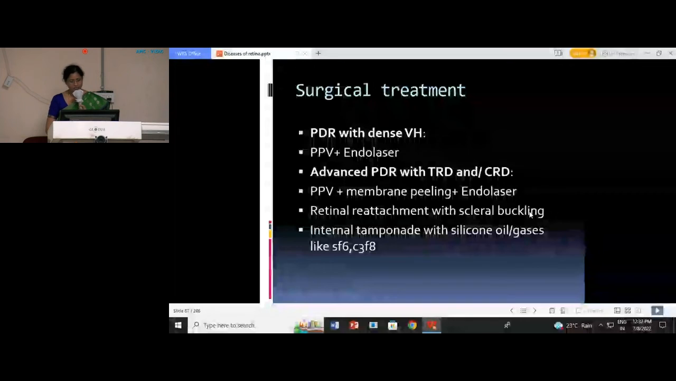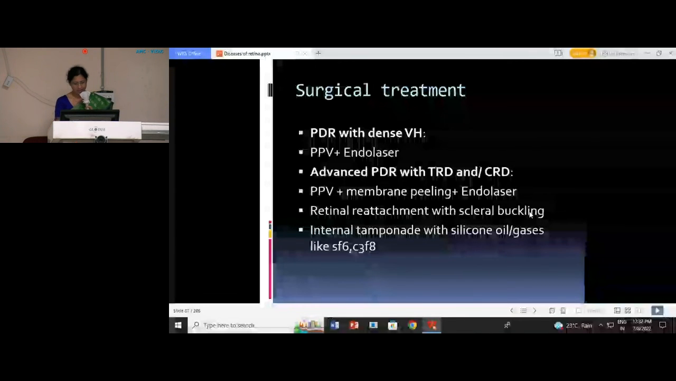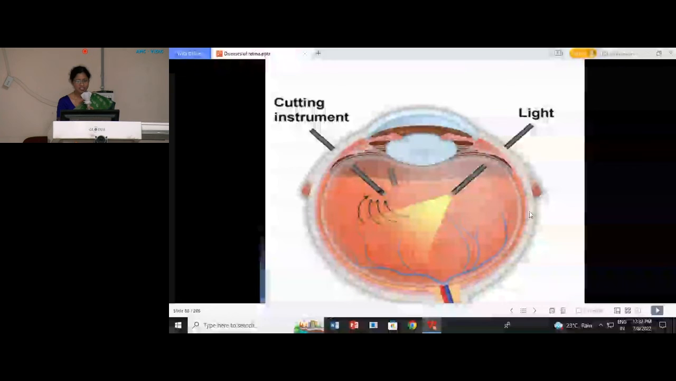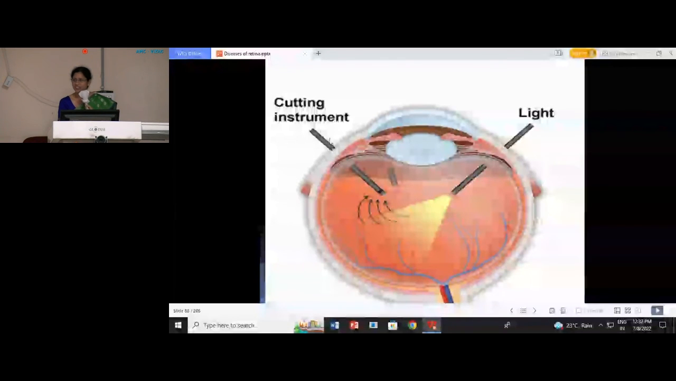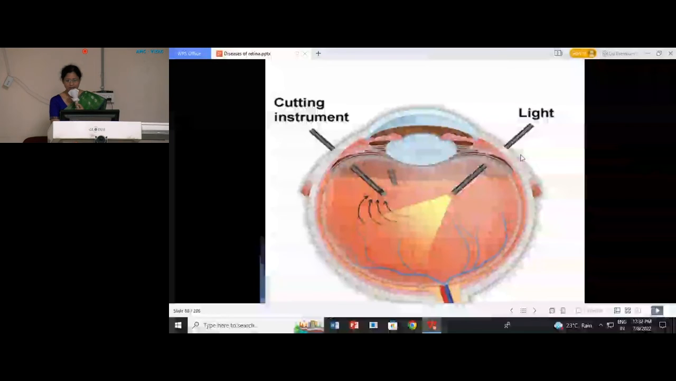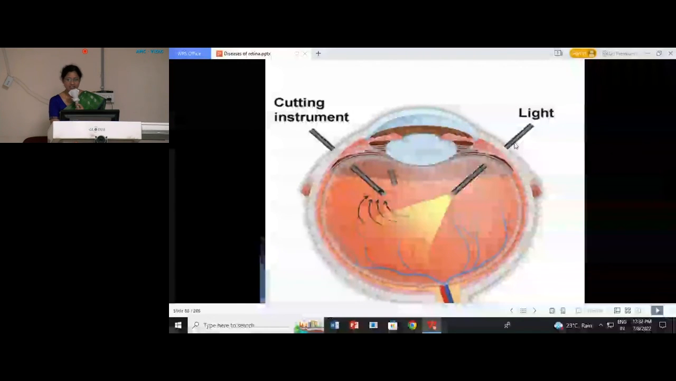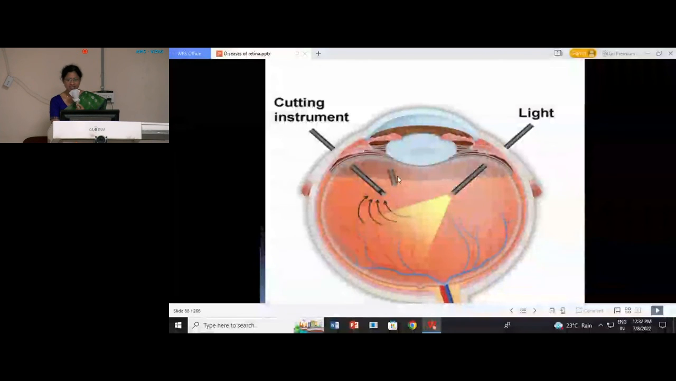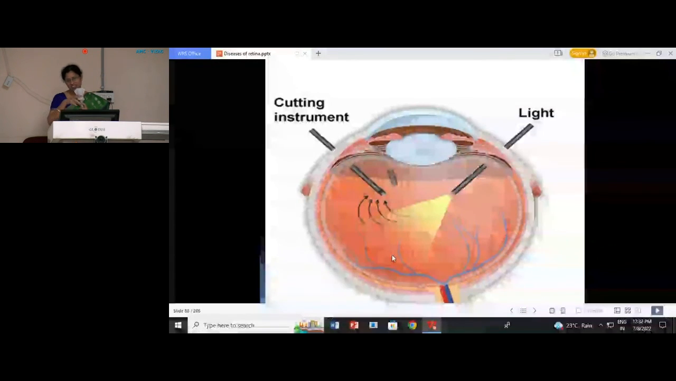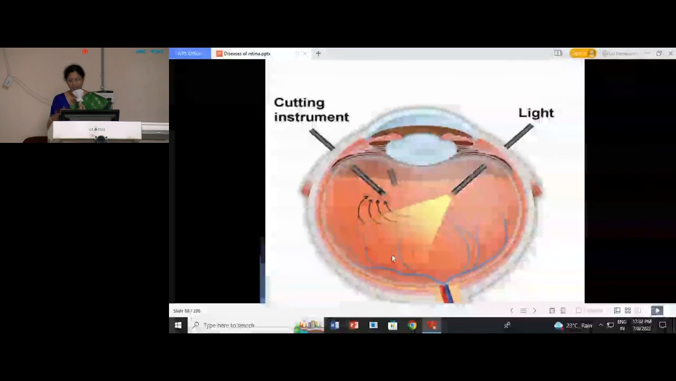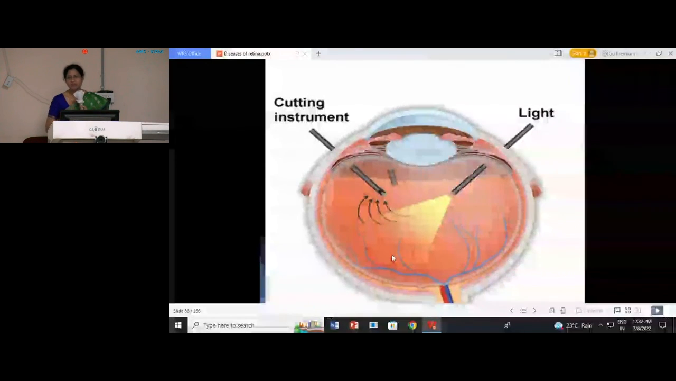Here you can see that this is the pars plana vitrectomy. This is how we introduce the vitrectomy ports, and then we introduce the light source and the vitreous cutter, and then infusion. We remove the vitreous along with the hemorrhage if there is hemorrhage. Then we do the membrane peeling. We remove the membranes which are producing the traction, which are responsible for tractional retinal detachment, and then we reattach the retina.